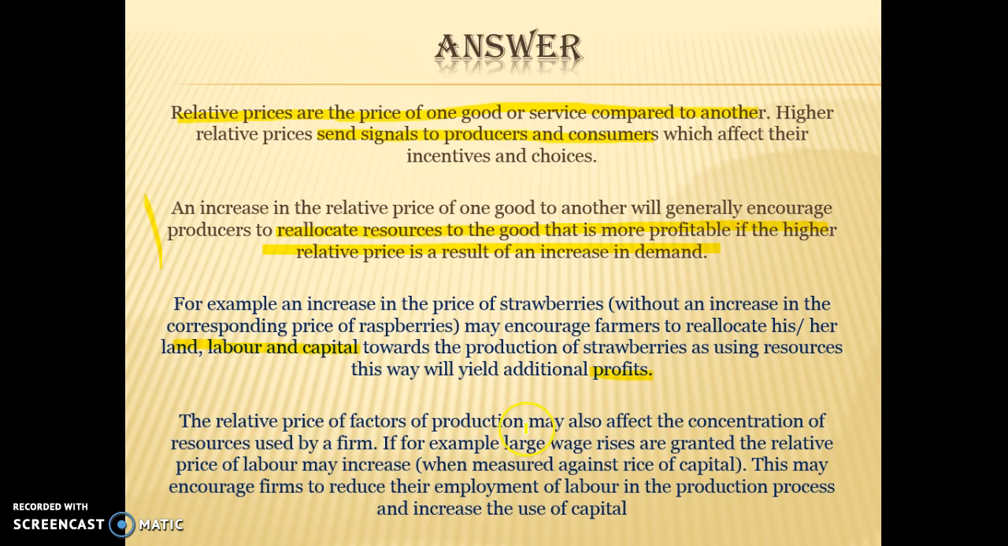The relative price of factors of production may also affect the concentration of resources used by a firm. You wouldn't need this part in your answer, but if, for example, large wage rises are granted, the relative price of labour may increase when measured against the price of capital. This may encourage firms to reduce their employment of labour in the production process and increase the use of capital. So you can talk about relative prices, how they influence how to produce, as well as for whom to produce, as well as what to produce. So that is 3 different types of answers and how to go about answering them.